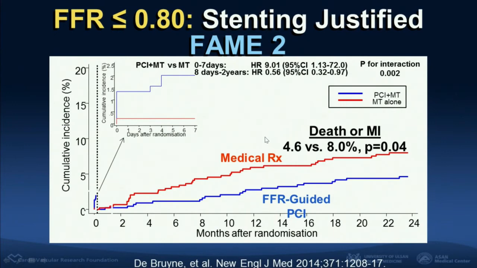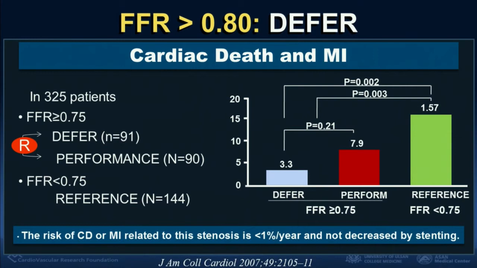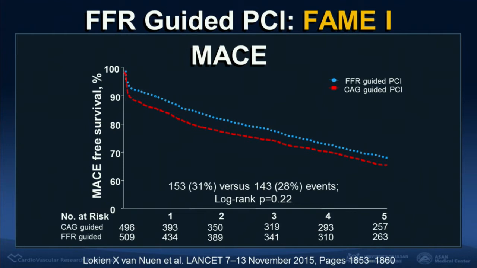In addition, the DEFER trial, this is a 5-year outcome, recently 15-year outcome. When you deferred according to the FFR, in this study, the FFR cutoff value is 0.75. Anyway, deferred lesion outcome is better than performed lesion outcome. So FFR more than 0.80 should be deferred. Then, using this kind of strategy, we call it FFR-guided PCI, was validated in the FAME phase 1 randomized trial. They compared FFR-guided PCI and angio-guided PCI up to 5 years. FFR-guided PCI showed a very favorable clinical outcome with less use of stent.